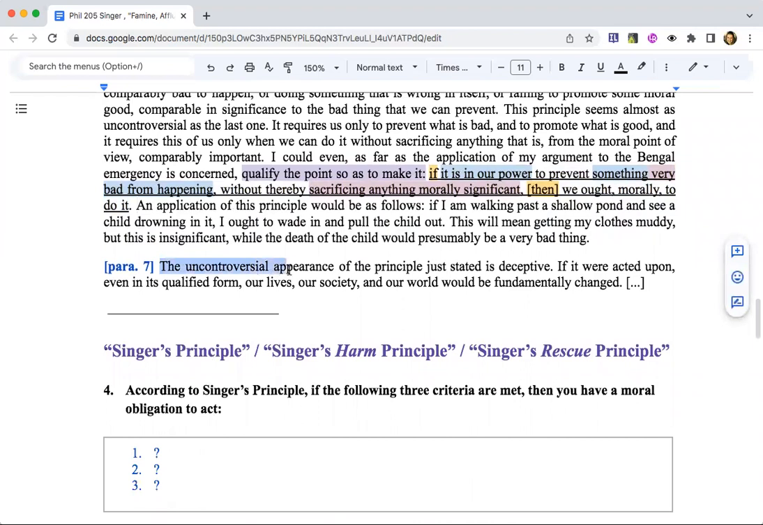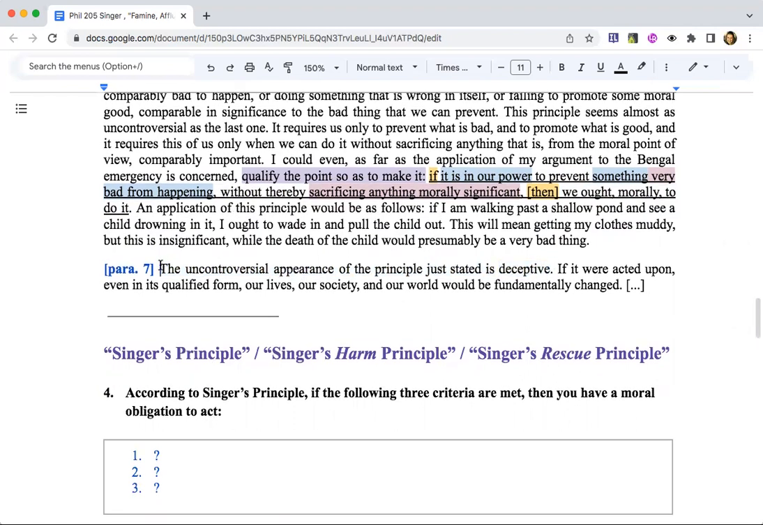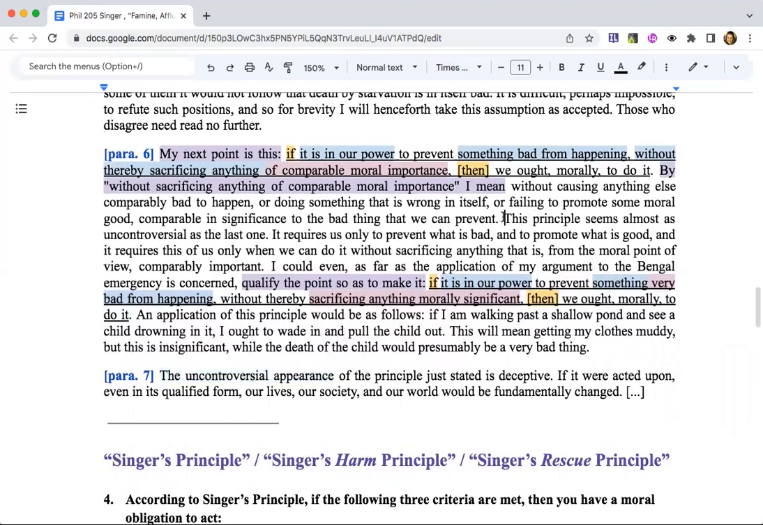Okay, continuing on, the uncontroversial appearance of the principle just stated is deceptive. What does that mean? What's deceptive? Not the principle itself, but the uncontroversial appearance of it. As he said before, this principle seems uncontroversial. When I first present it to students and ask, does that seem plausible? They generally say yes, and especially for this one after we've compared the two. But even if we accept the weaker one that requires less of us, the uncontroversial appearance of it is deceptive because, let's continue on, if it were acted upon, even in its qualified form, our lives, society, and world would be fundamentally changed.